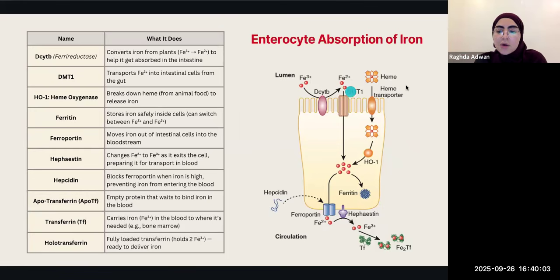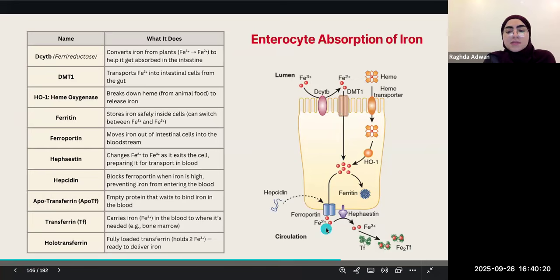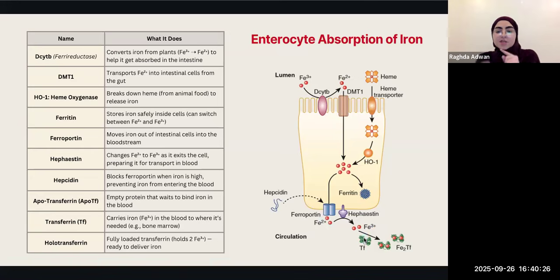How come we need hephaestin when it's stored as Fe3+? That is a really good question. So to, again, leave the cell, it needs to be in the form of Fe2+. So to absorb it, it needs to be in the form of Fe2+. To leave, it needs to be in the form of Fe2+. Afterwards, we need to convert it back to Fe3+ to be carried. So see how much conversion there is.